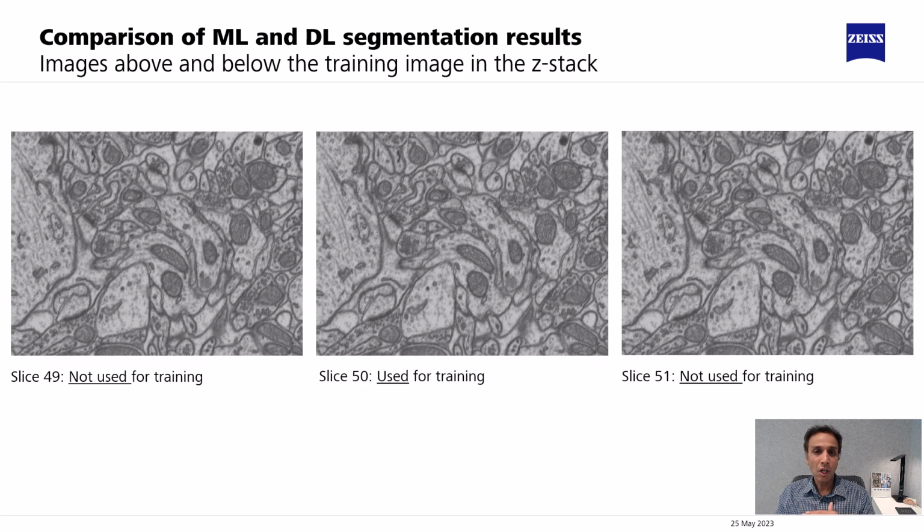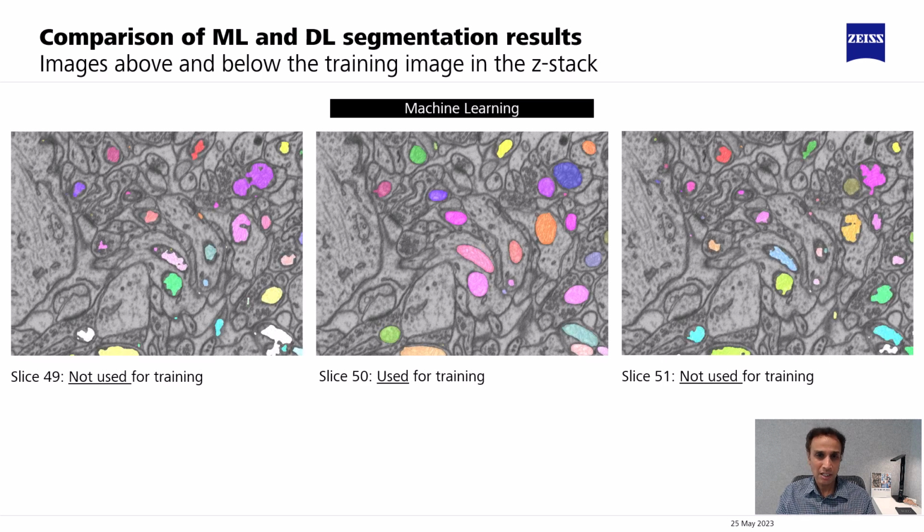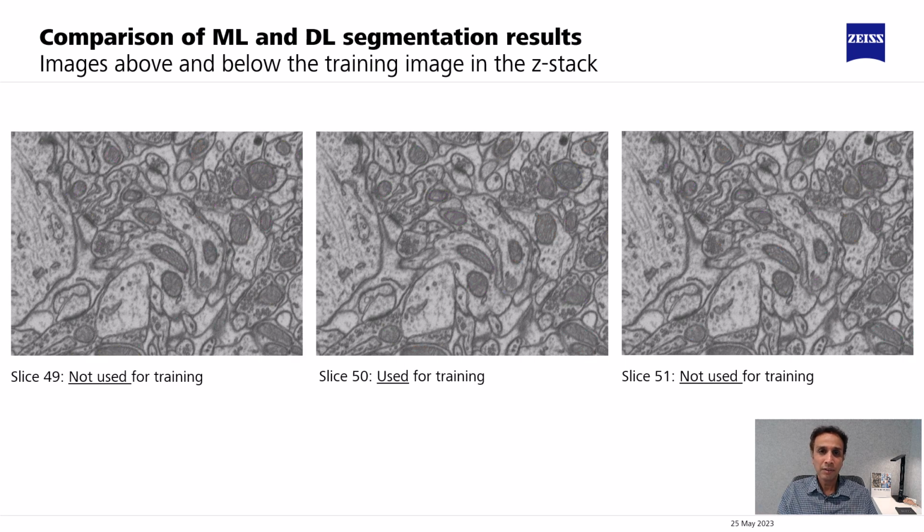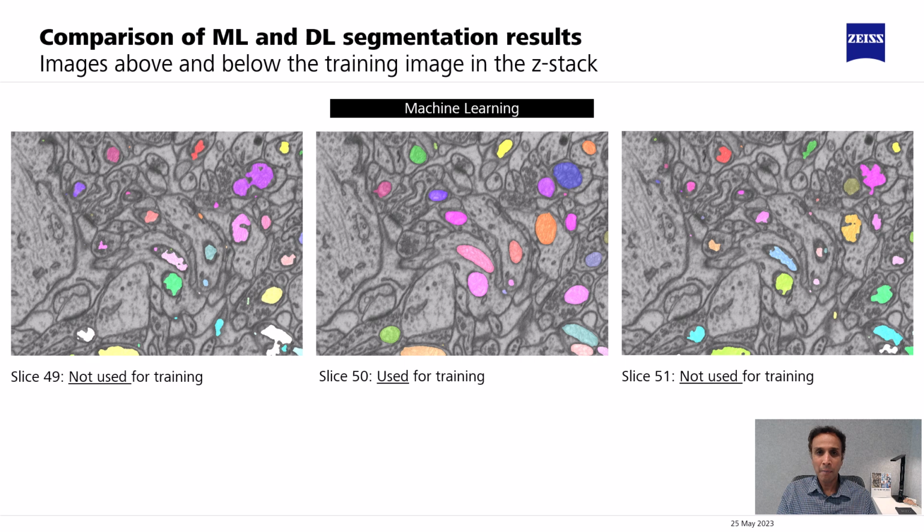So these images all look identical, but when you look at the results, machine learning did a very good job at segmenting the central image because that image was used for training, whereas it failed at properly segmenting images in slice 49 and slice 51. This shows that machine learning is overfitting on the data that it has seen before. It remembers that data, but then it doesn't remember anything about slice number 49 or slice number 51. Both images look identical to slice number 50, but the results are different.